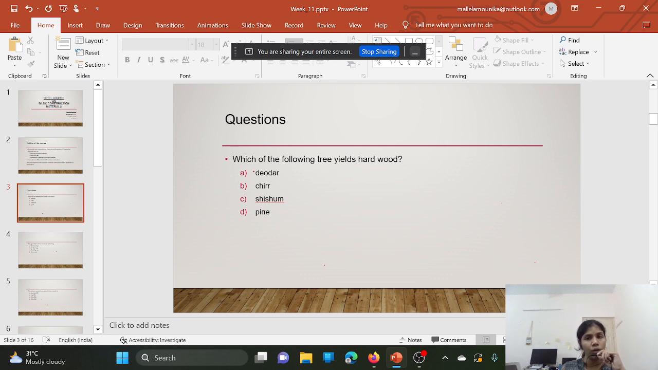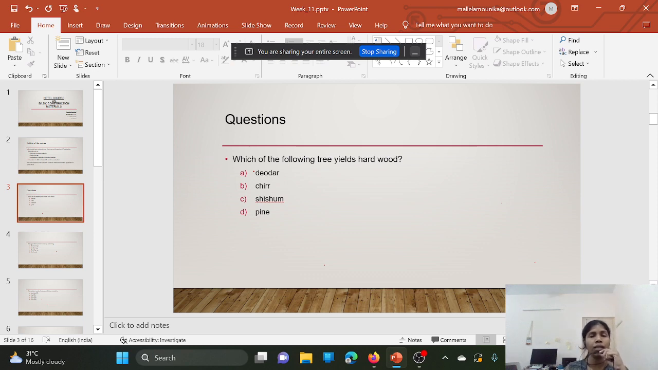Which of the following trees yields hardwood? As I said, wood is obtained from trees. The trunk part of the tree is used for making wood. Based on the tree, the wood will be different. The wood is differentiated into hardwood and softwood, and based on that, the trees are classified.